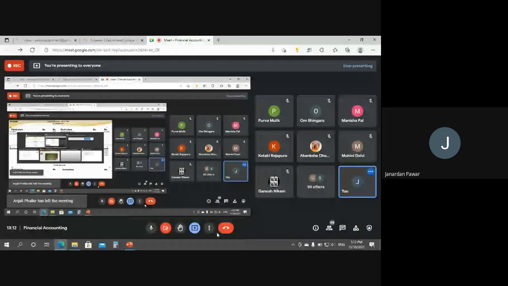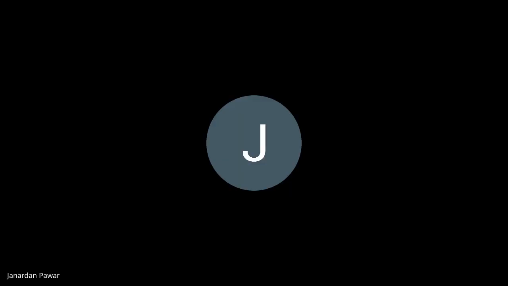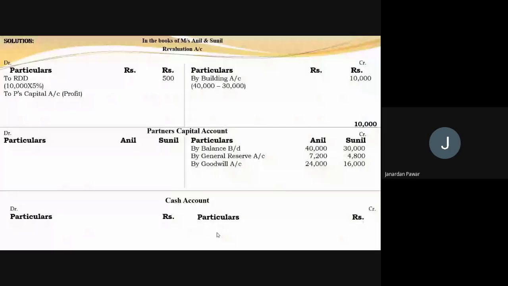Okay, next point, you can see we have to take the total at credit side of the revaluation account rupees 10,000, and there is the profit on revaluation account that we have to transfer to the partners capital account, and profit is rupees 9,500, means 10,000 minus 500, that will be the profit rupees 9,500, and that will be distributed among the partners in their old profit sharing ratio, that is 9,500 into 3 divided by 5, 5,700 for Anil, and 9,500 into 2 divided by 5, that is for Sunil, rupees 3,800, and the total of the revaluation profit is rupees 9,500, and the total will be the same. Okay.